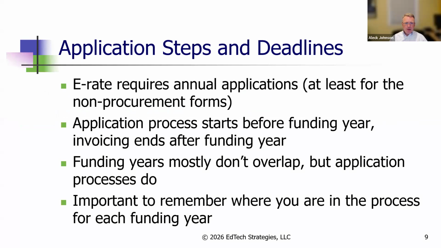So just as a reminder, the E-rate program requires that you file annual applications, and that doesn't mean that all of the forms need to be filed every year, but the majority of the forms do need to be filed every year. The exception to that are the procurement forms. Procurements, if you end up signing a multi-year contract or multi-year agreement, you don't need to rebid those on an annual basis. You can skip the procurement step and move straight back to the annual side of things, which is the Form 471 onwards.